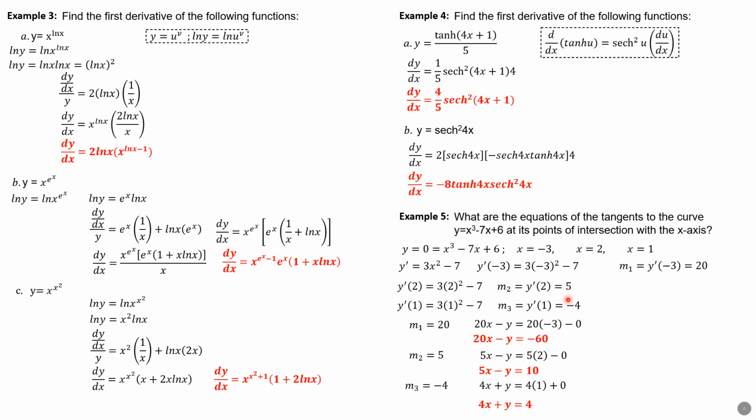For the second, the slope is 5. The equation is 5x minus y equals 5 times 2 minus 0, and that is 5x minus y equals 10. For the third, the slope is negative 4, so 4x plus y equals 4 times 1 plus 0, that is 4x1 plus y1. So 4x plus y equals 4.